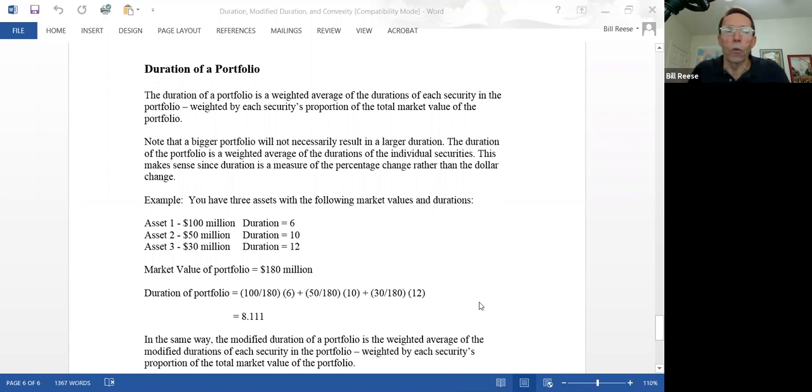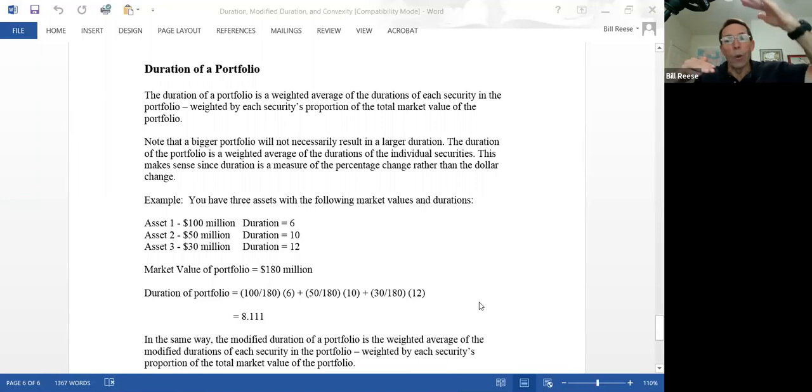Okay, now that we know how to calculate the duration and the modified duration for a portfolio, we need to take a look at how we hedge interest rate risk. Remember, interest rate risk is the risk that the value of our portfolio will go down when interest rates go up and it will go up when interest rates go down.